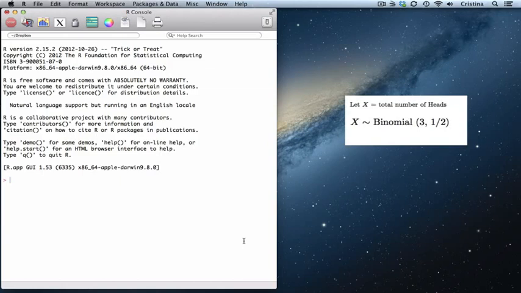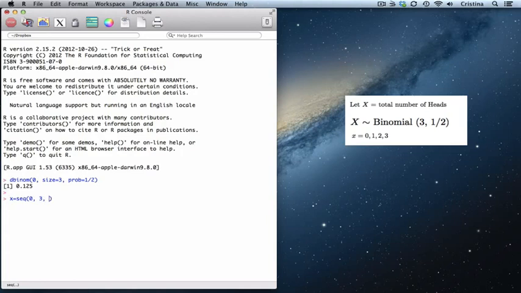Of course, we know that X can only take on values from 0 to 3, and they must be integer values, since it is a discrete distribution. To calculate the probability at any particular value of X, we can use the function dbinom, which stands for distribution binomial. For example, the probability that we observe no heads, so X is equal to 0, is 0.125, or 1 over 8.